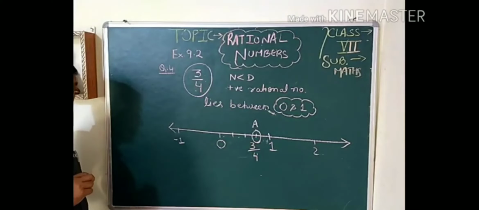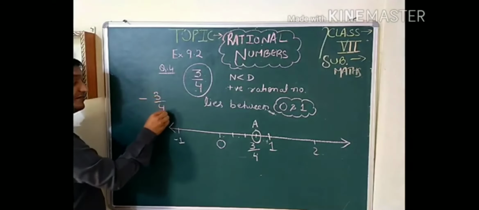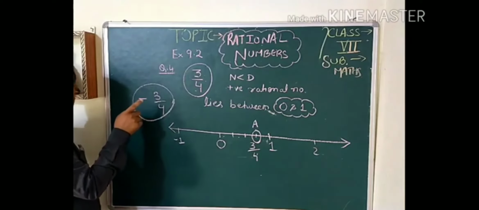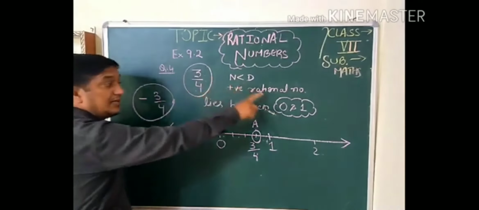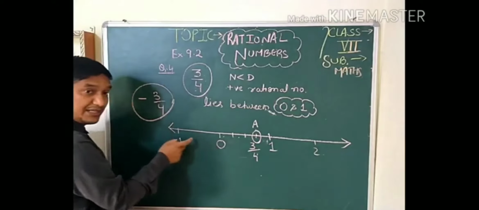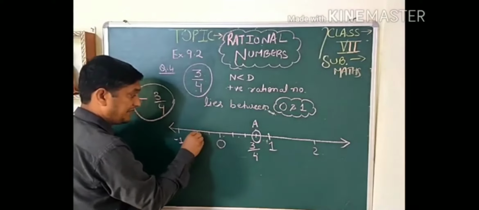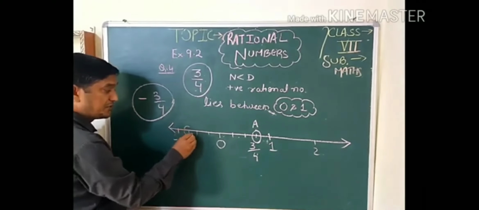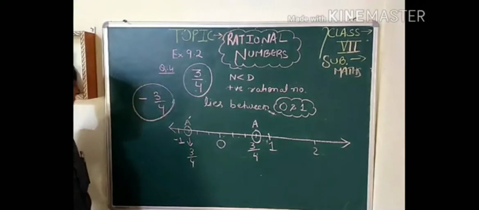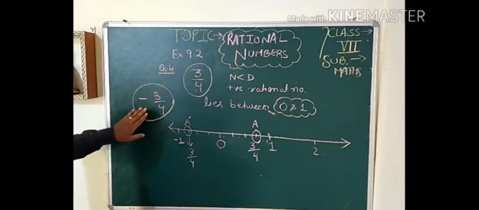Now children, similarly, in the same way, if it has a negative rational number, you represent it in the same manner, but you have to represent it towards the left hand side of this 0. Here, first part, second part, this is the third and this is the fourth part. So this portion will represent minus 3 by 4. There is no difference in representing a positive rational number or a negative rational number.